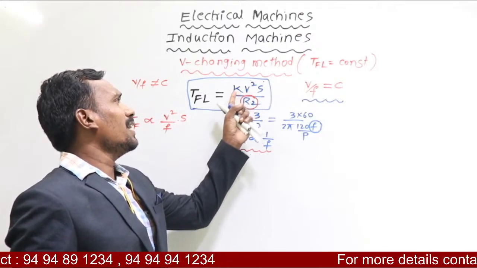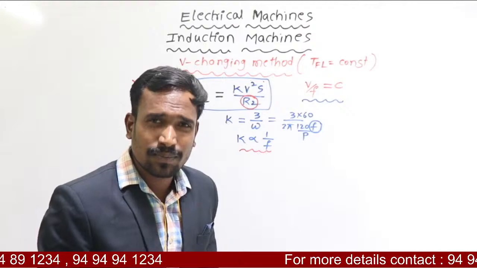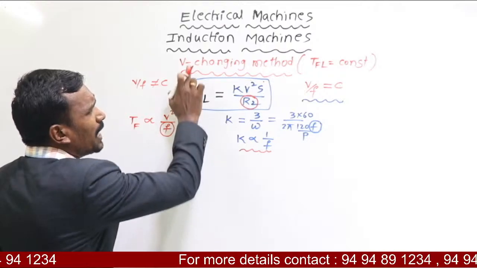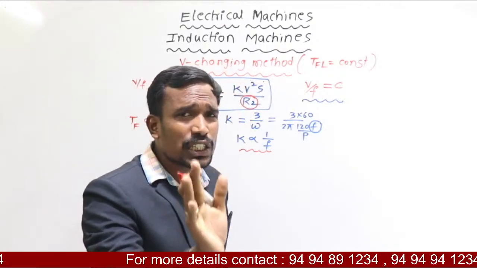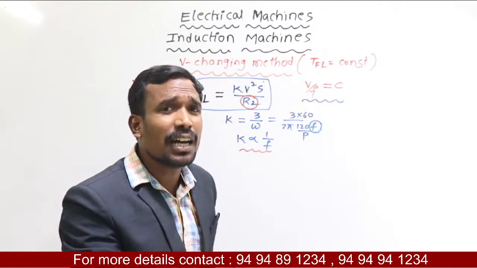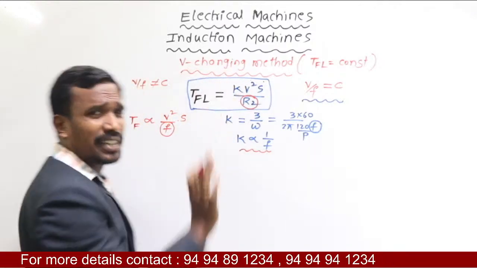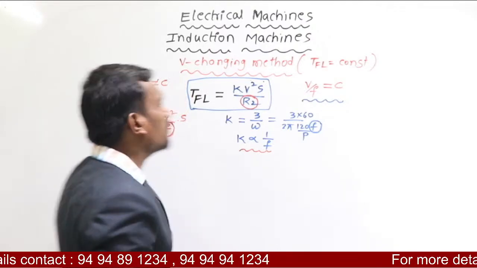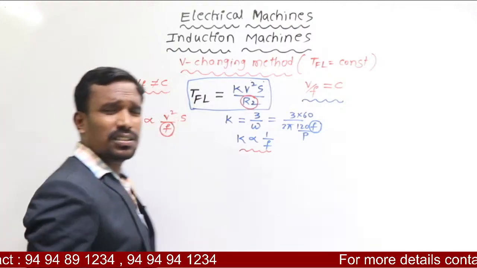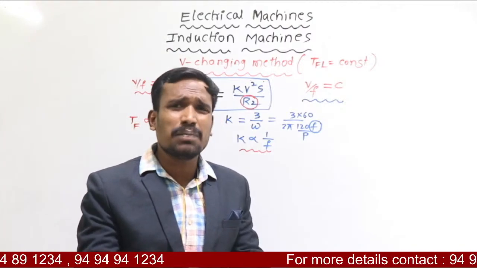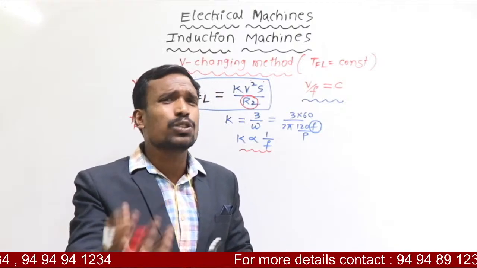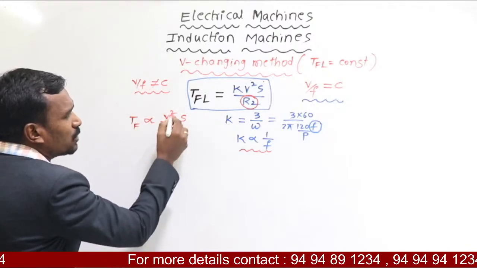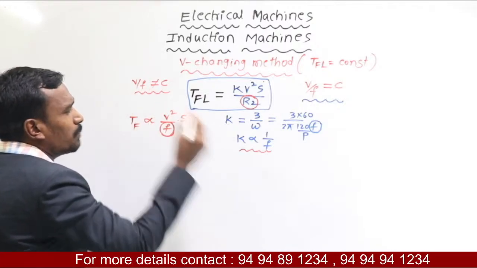V square, K is nothing but 1 by F, into S. But here we are not changing the frequency. We are changing only the voltage. This is the voltage changing method. Just we are changing the voltage, right? So the frequency is also constant. No need to worry about frequency, because here there is no condition that the V by F ratio must be constant. You can change the voltage as you wish. There is no worry about frequency.